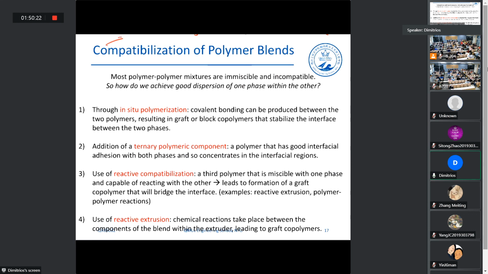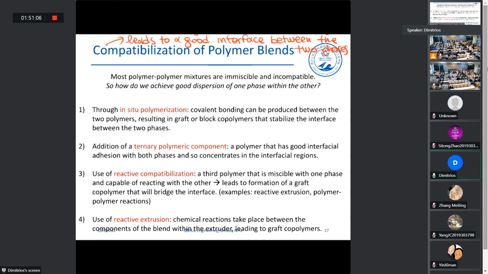And what does compatibilization do? Essentially it leads to a good interface between the two phases, okay? We still have two phases. We cannot transform any immiscible blend to miscible through compatibilization. However, we can make their properties be much better than they should be, okay? So compatibilization leads to a good interface. How do we do that?